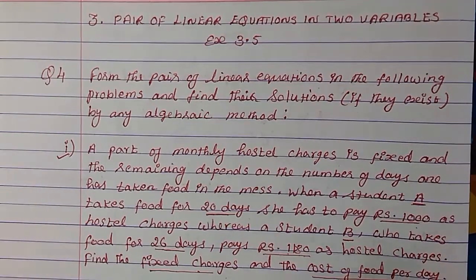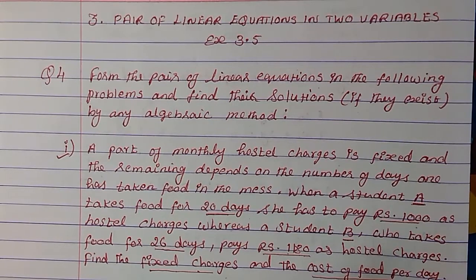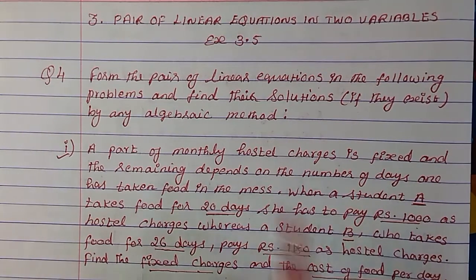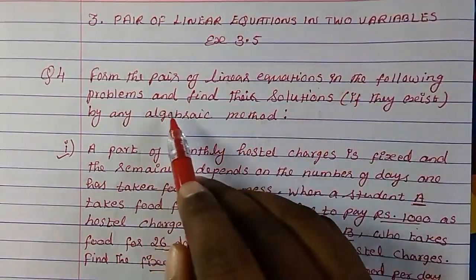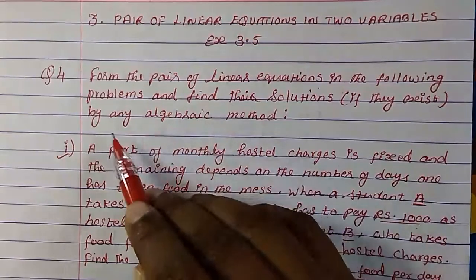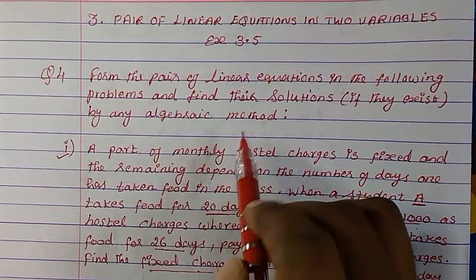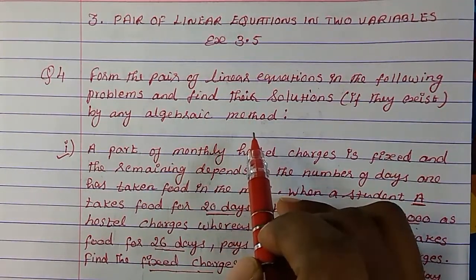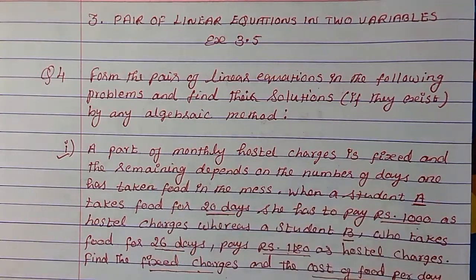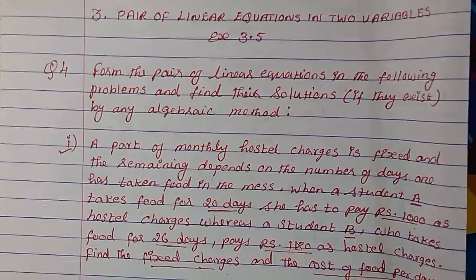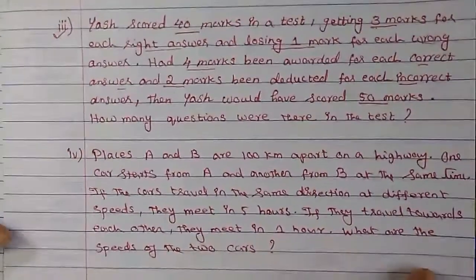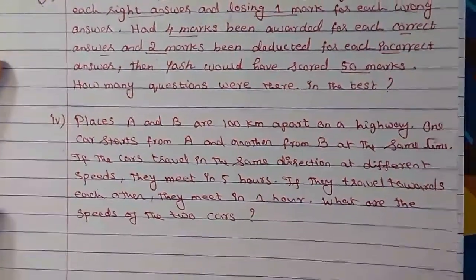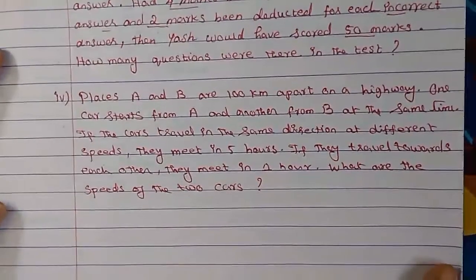Today we are going to study from class 10 chapter 3, pair of linear equations in two variables. Exercise 3.5 question 4. Form the pair of linear equations in the following problems and find their solutions by any algebraic method. This explanation I have already given to you when we did the first part of the sum. So in this video we are going to see the fourth part of the sum. So let's try to understand this sum.